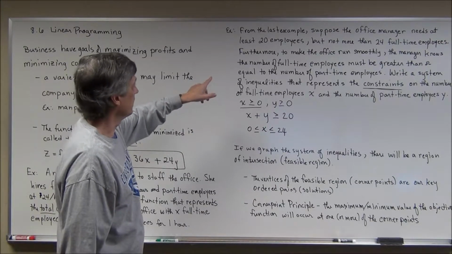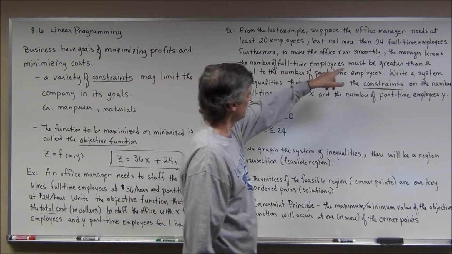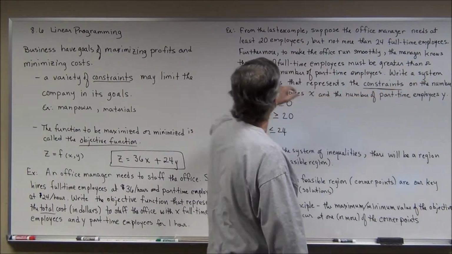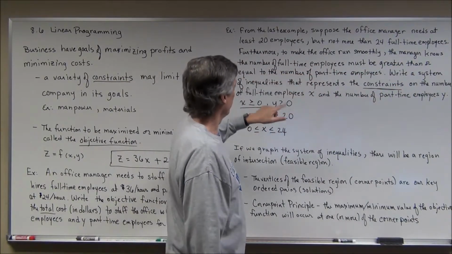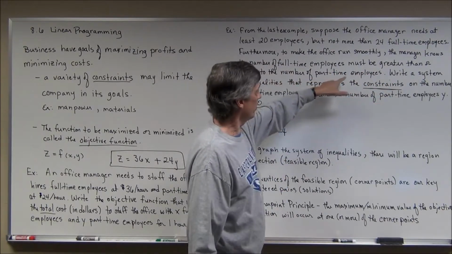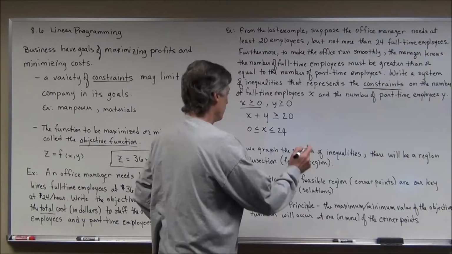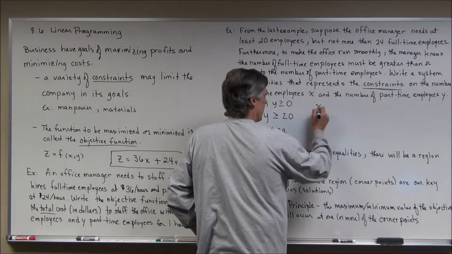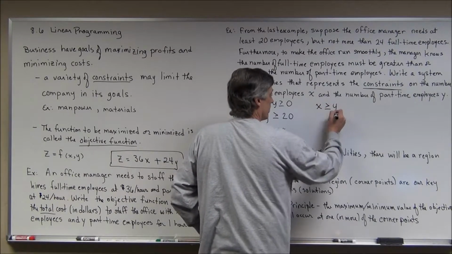for one more. It says here, to make the office run smoothly, the manager knows that the number of full-time employees, that's X, must be greater than or equal to the number of part-time employees, that's Y. So we have one more. X would have to be greater than or equal to Y.